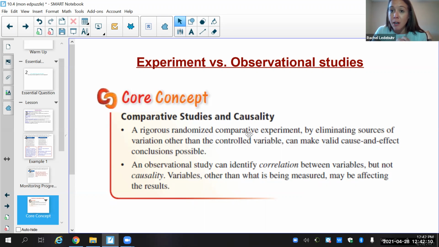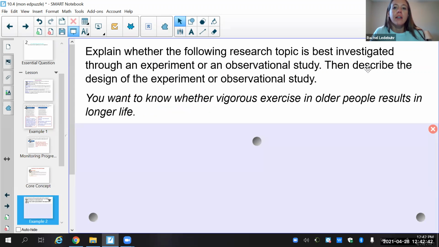Now, if you look back at the experiments we were just discussing, if we have a true randomized comparative experiment, then we can make valid causation conclusions, meaning cause and effect. So just note the big difference. I'd write a note about that: in an experiment, we can have causation. In an observational study, we can have correlation, but not causation. Okay, let's dive into that a little bit deeper.